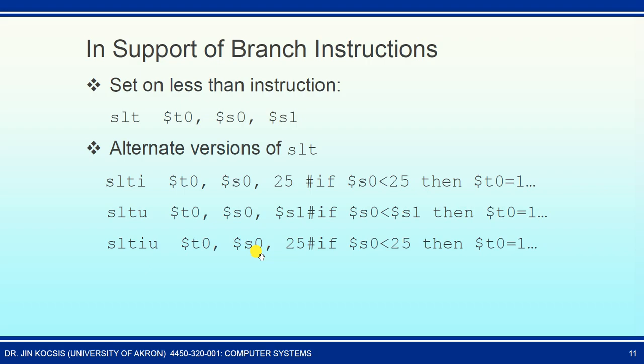So there are alternative formats compared with set on less than. For example, set on less than immediate basically means one of the source operands is a constant. So I will use set on less than immediate. For example, this one represents if S0 is less than 25, T0 will be 1, otherwise T0 will be 0. And set on less than unsigned basically means both source operands are unsigned values. And set on less than immediate unsigned means all the values are unsigned, basically non-negative, and one of the source operands will be a constant. Okay.